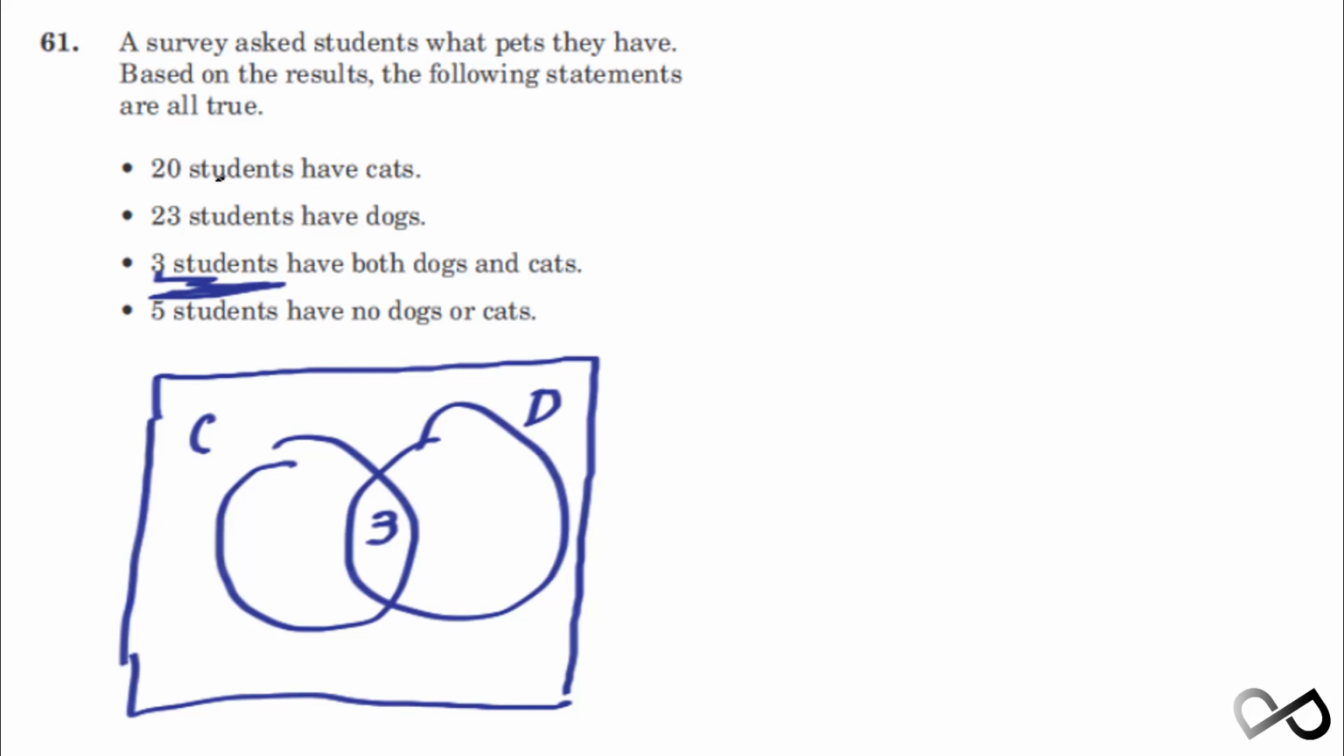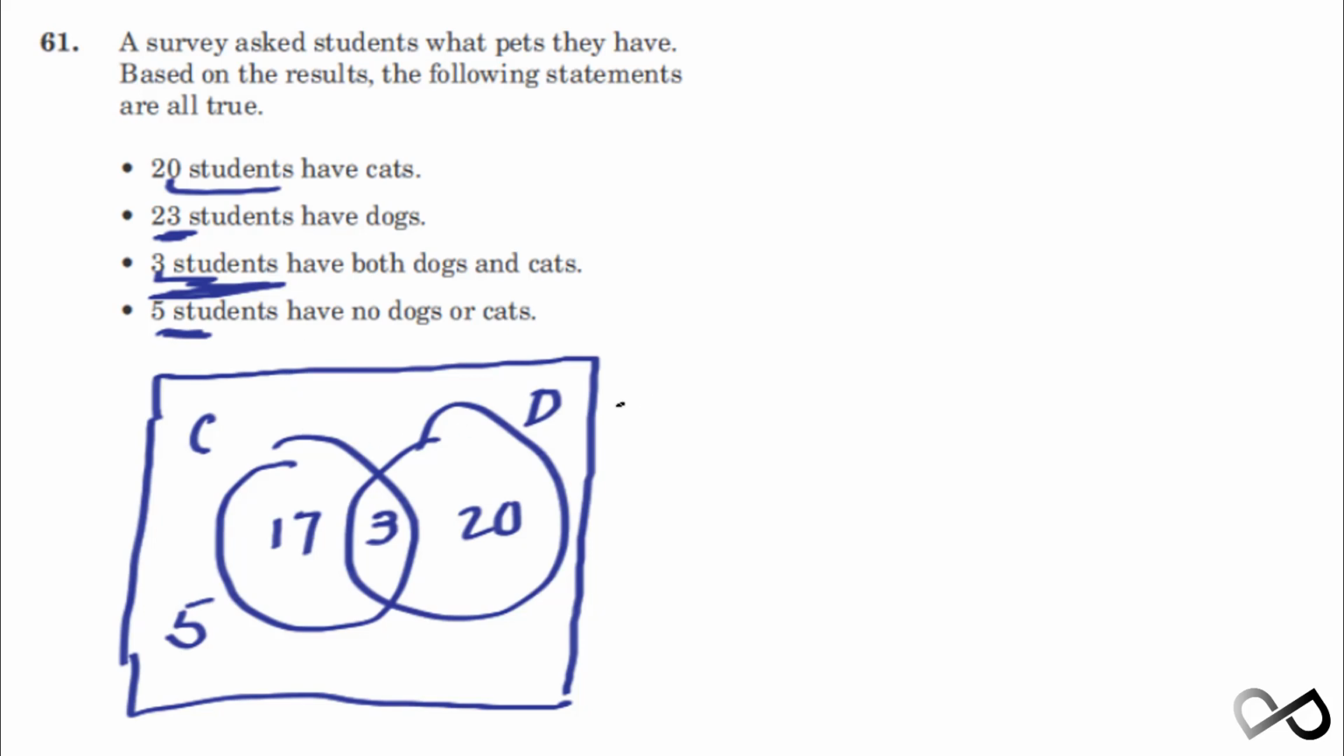Then let's look at cats. Well, 20 students have cats. So what are you going to write over here? You're not going to write 20. You're going to write 17, because 17 plus the 3 gives us the 20. Similarly, over here on the right side, instead of writing 23 students, you're going to write 20, because the 20 plus the 3 gives you the 23. And then we have 5 students who are outside of the circles because they have neither cats or dogs.